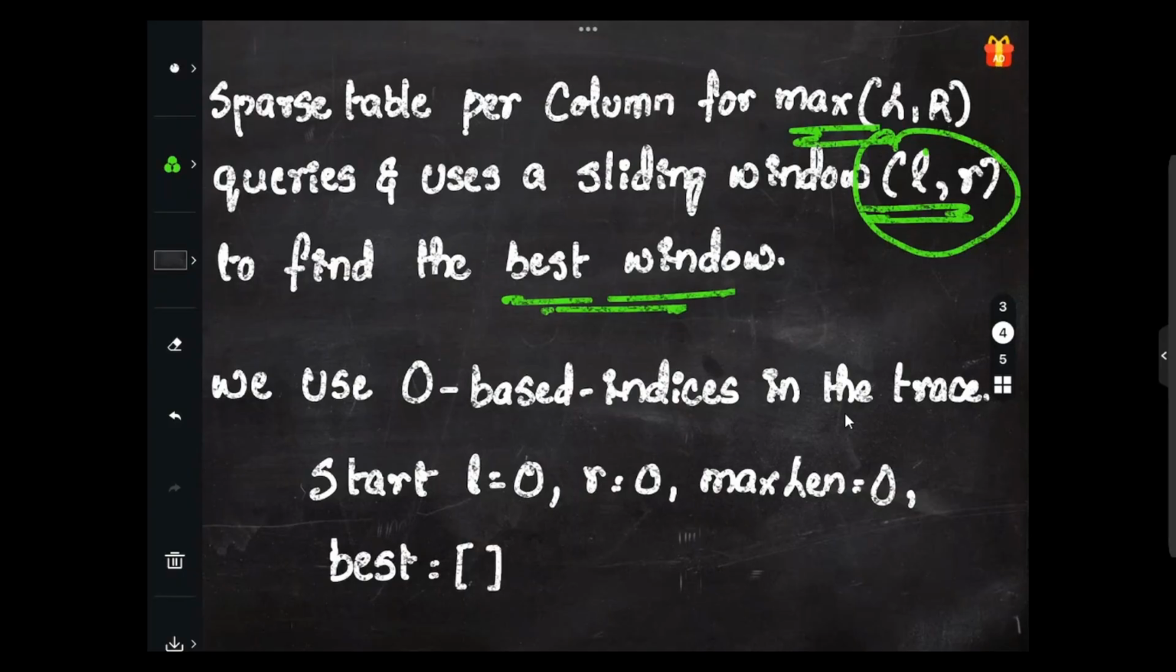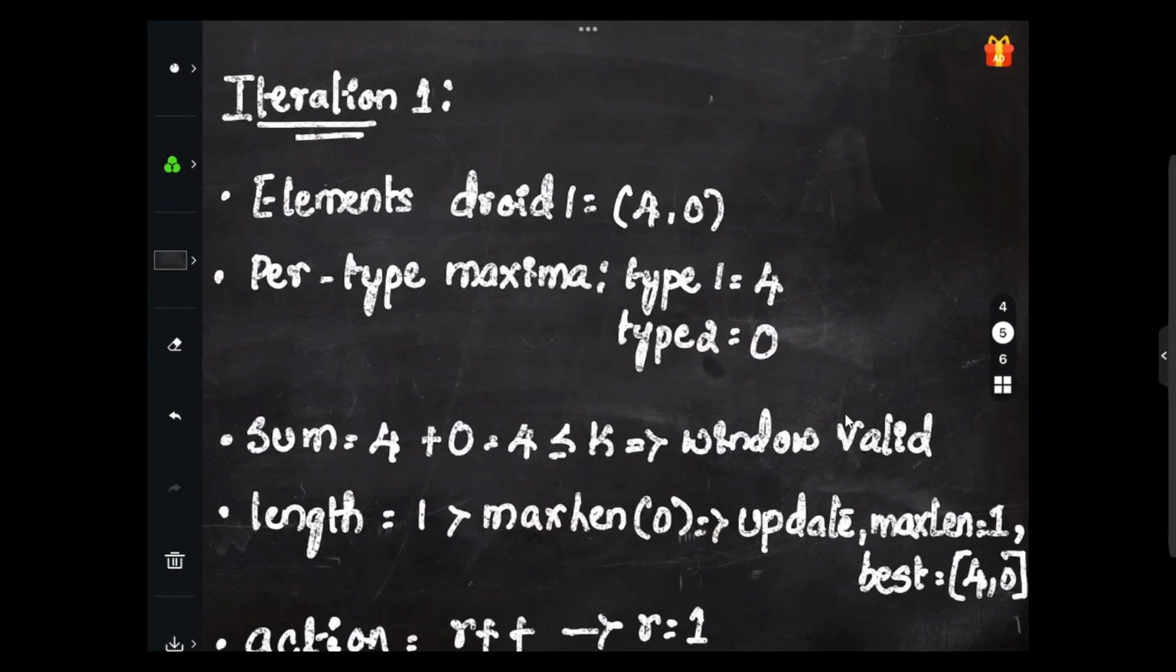This is fine. We use zero-based indices in the tracing. In the tracing part, we'll be going with zero-based indices. We'll start with L equals 0, R equals 0, max len and best. So these are the four things that we'll be using for the calculation: left, right, max len and best. So the initialization part you have seen. Next, let's move on with iteration one.